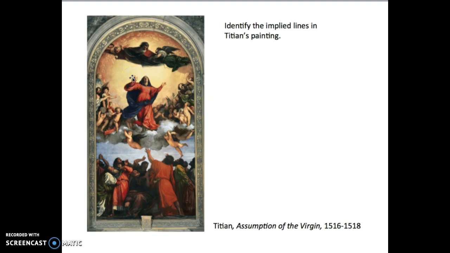Additionally, Titian's Assumption of the Virgin features a great number of implied lines. We've got an implied line from the gaze of the Virgin up to the heavens here, so this vertical line. We've also got the implied lines of the spectators down below, all gazing up to the Virgin. They're gesturing, which again creates this implied line. It's an imaginary line. We don't actually see the line from this figure's hand up to the Virgin, but we fill that in our minds.